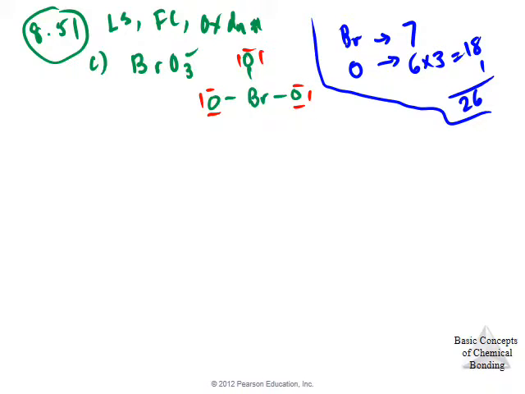Now let's count. 8, 8, 8. That's 24. So I have already assigned 24 electrons by giving noble gas configuration to the outer atoms. Now I have 2 other electrons left. Those 2 electrons will have to be placed on the central atom. Never place them on the outer atom because they already have 8 electrons. So now Br also has 8 electrons. So this is the Lewis structure for BrO3 minus.